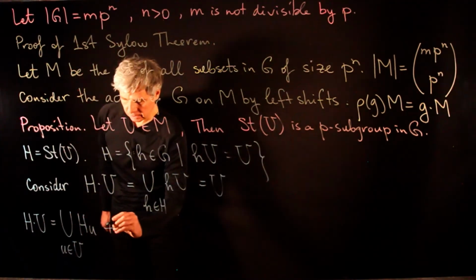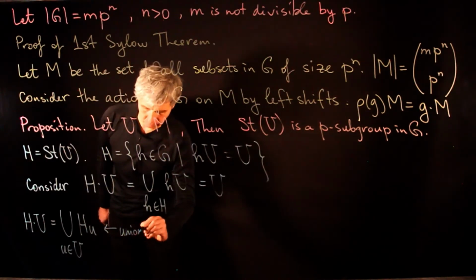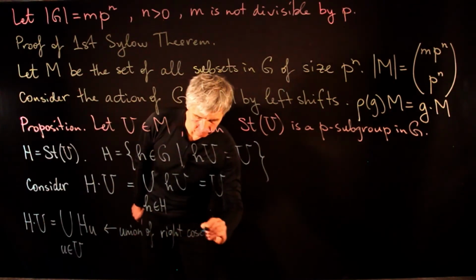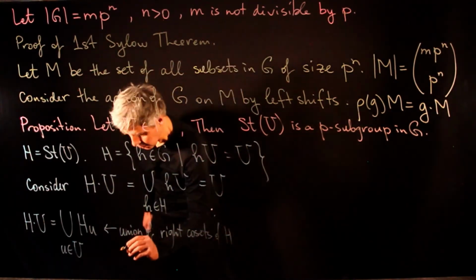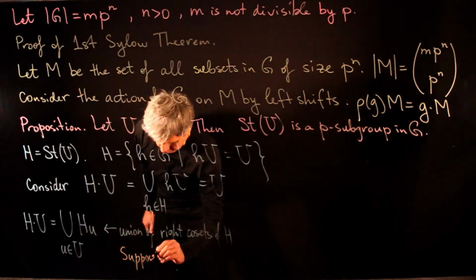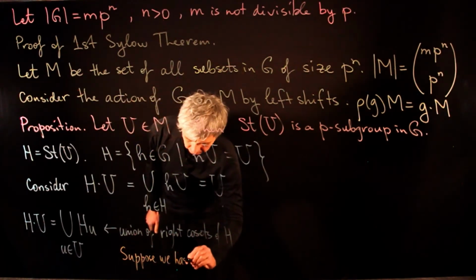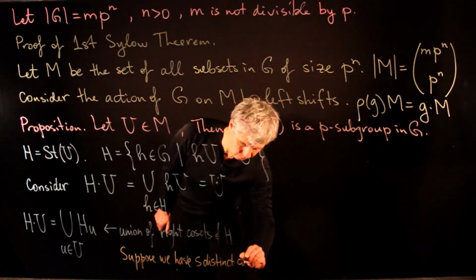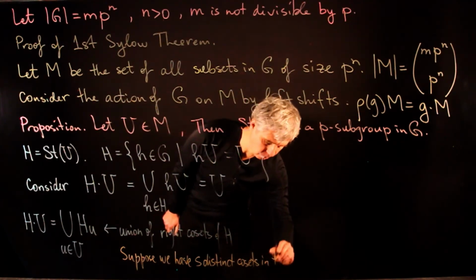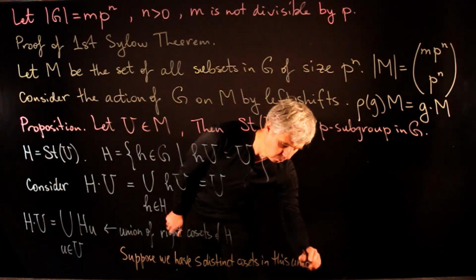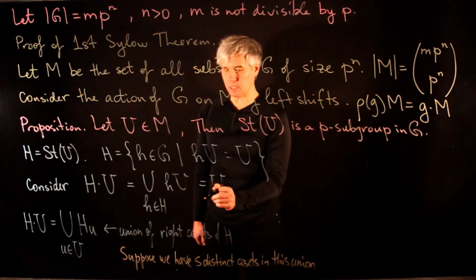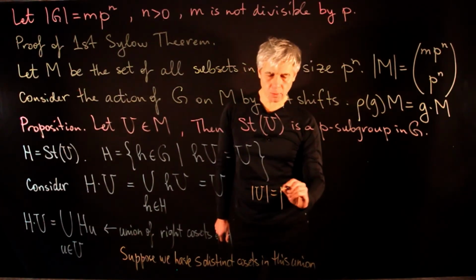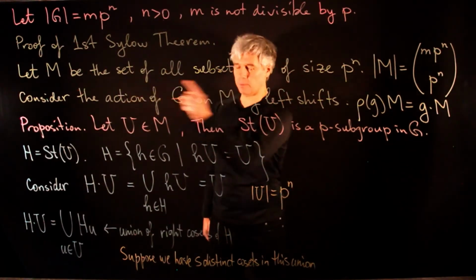And we see that this is a union of right cosets of H. Now, suppose we have s distinct cosets in this union. Then let's compare sizes of these sets. So the size of U is p to the power n by definition of M.